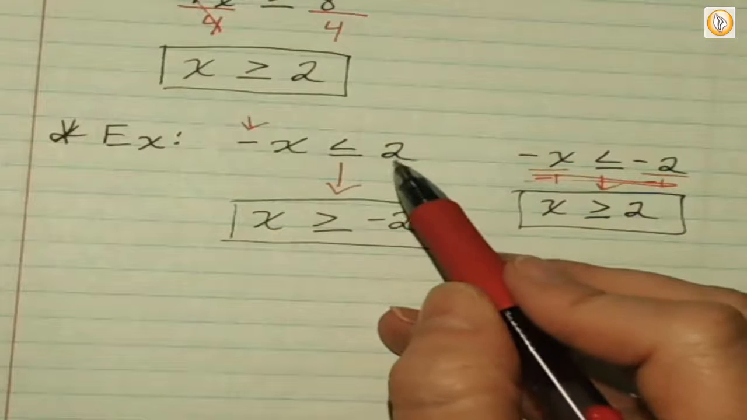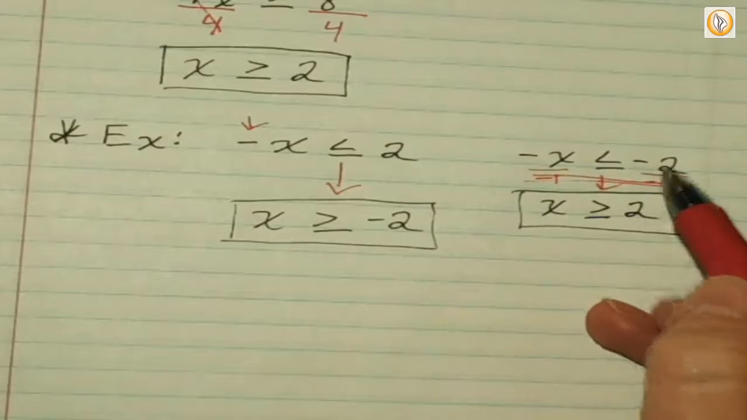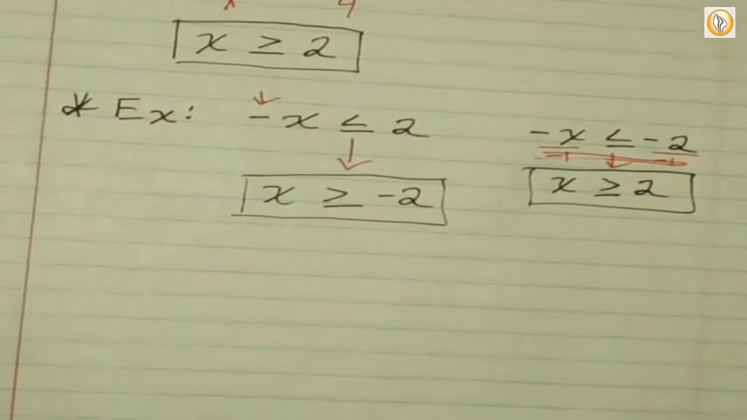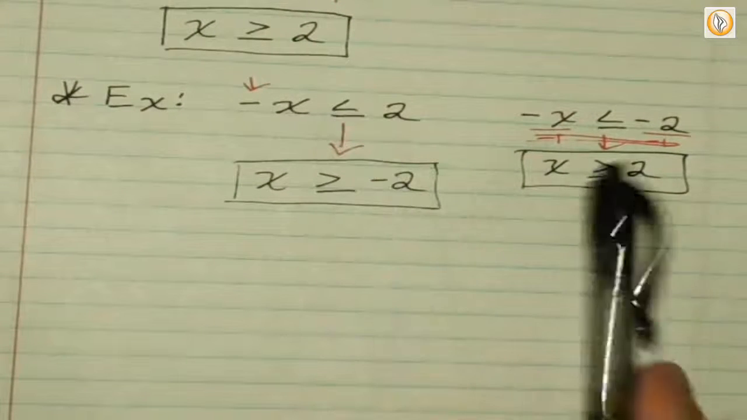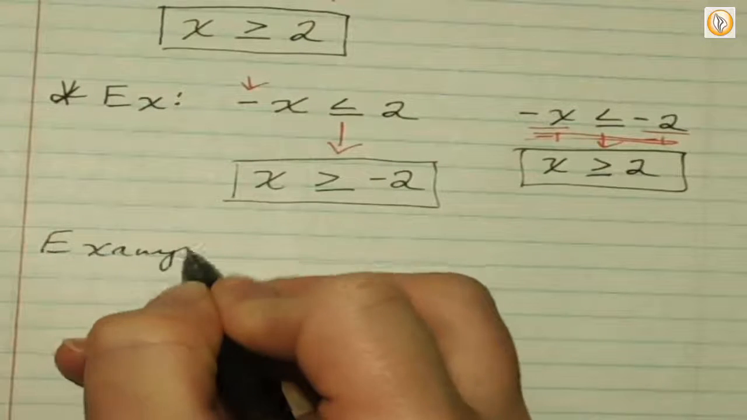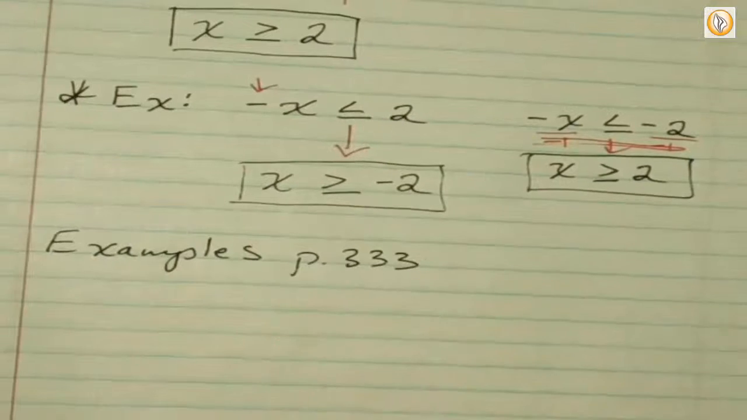Yes, and then whatever this is, it's the opposite. This is positive, it became a negative. This is negative, it became a positive. I get it. There you go. So get rid of the sign on the X and then change the opposite. Yes. And make sure you change the inequality. Y'all know it. All right. Examples, page 333. Let's go.